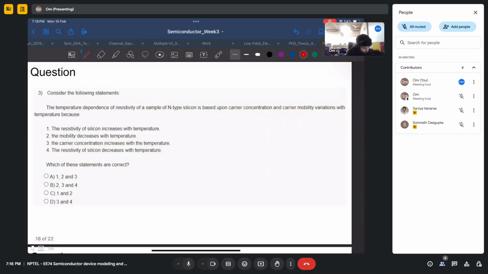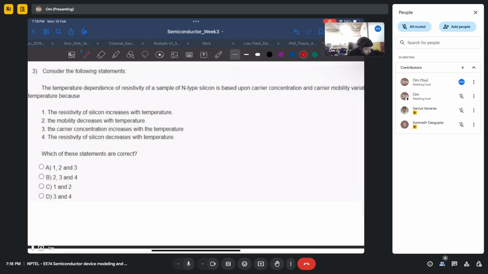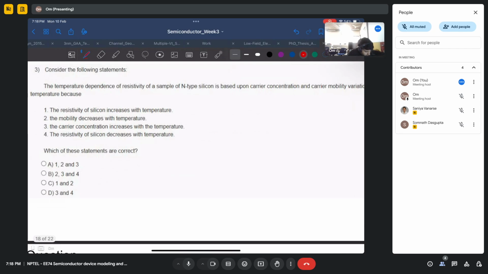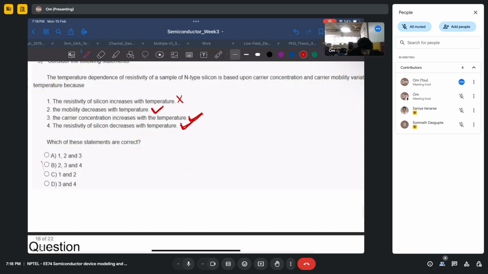So the question is: the temperature dependence of resistivity of a sample of N-type silicon is based upon carrier concentration and carrier mobility variations with temperature. So you have to tell what all depends on temperature. Resistivity of silicon increases with temperature: this is false. Mobility decreases with temperature: this is true. Carrier concentration increases with temperature: this is also true. Resistivity of silicon decreases with temperature: this is true. So 2, 3, and 4 are correct, which is option B.